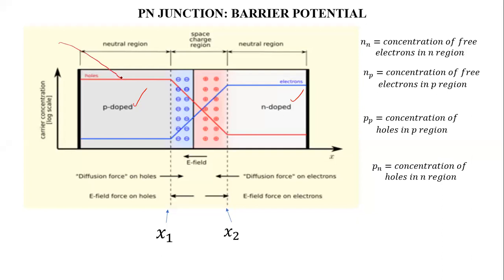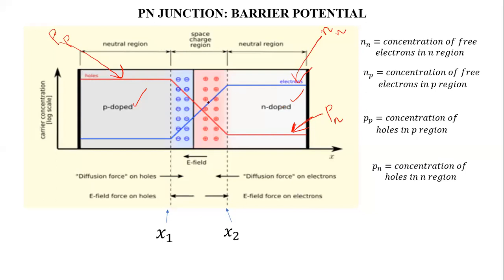The concentration of holes on the p side is denoted as p subscript p, and the concentration of holes on the n side is denoted by the symbol Pn. And here on the n side, we have a large concentration of free electrons. The concentration of free electrons is Nn here, which is much greater than the concentration of holes, Pn, on the n side.